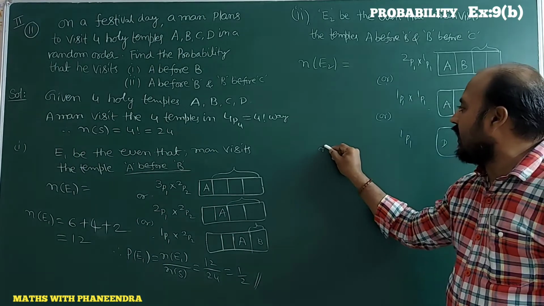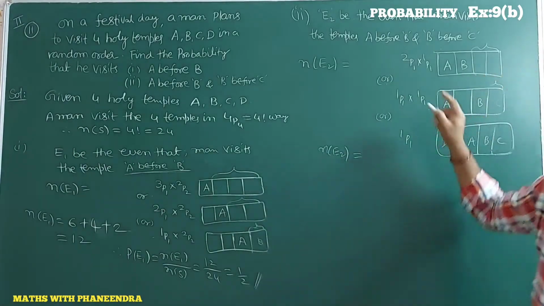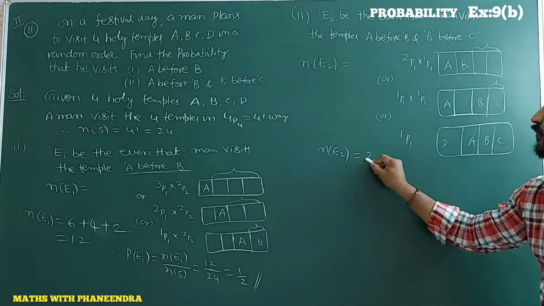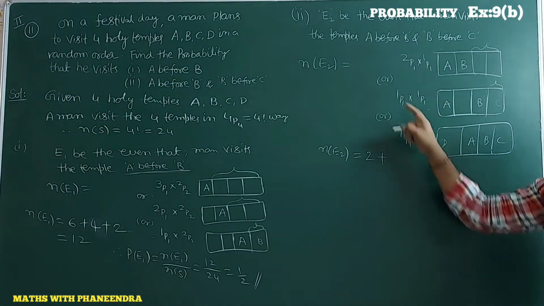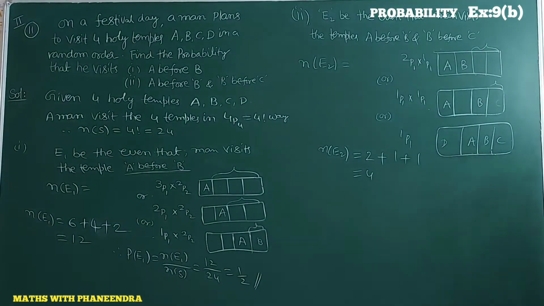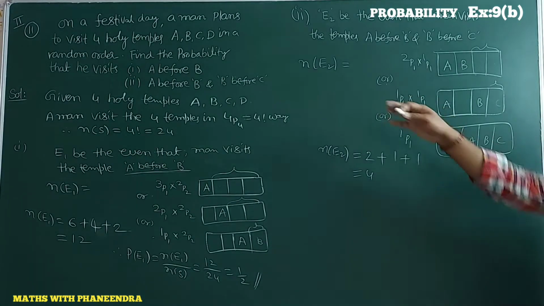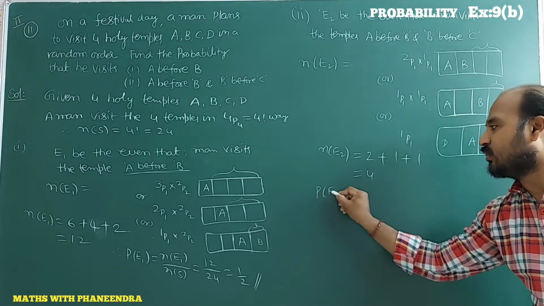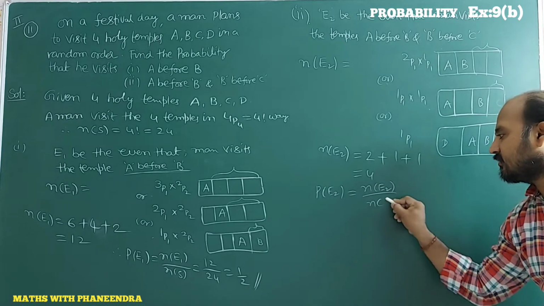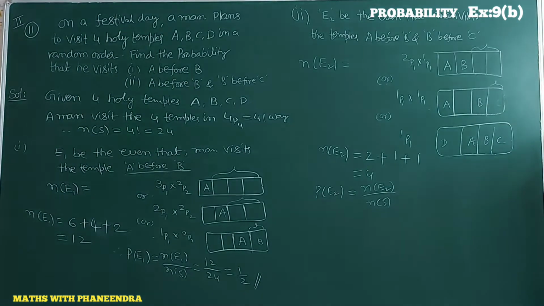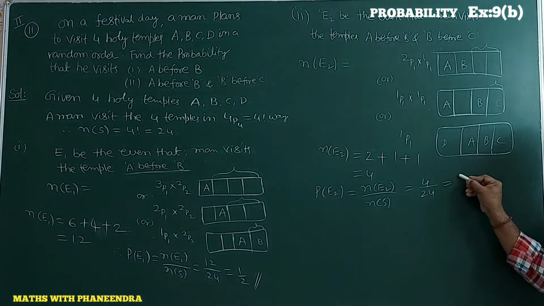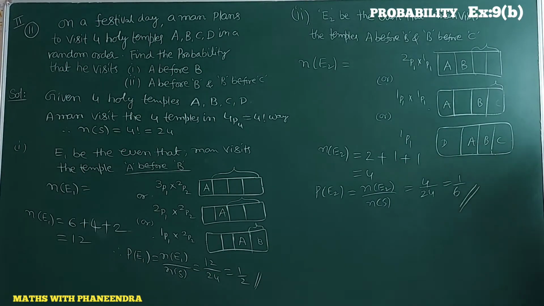So N of E2, how to write? N of E2 is equal to 2P1, means 2 into 1, so we can write as 2, plus 1P1 into 1P1 is 1. So total 4. Therefore the probability of the second event, P of E2, is equal to N of E2 divided by N of S. So total possibilities already we wrote as 24. So P of E2 is equal to 4 divided by 24, equal to 1 by 6.